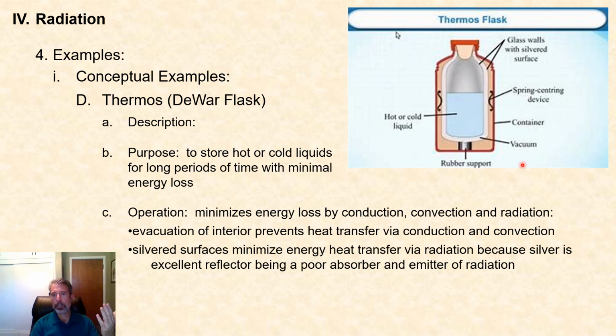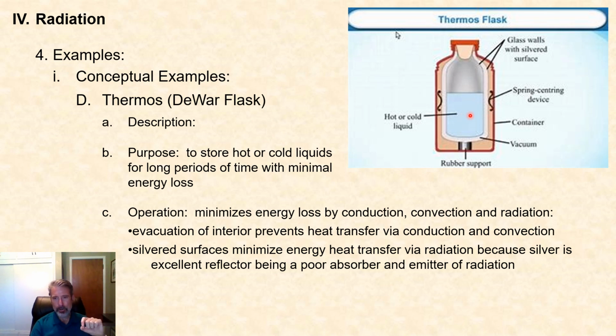So we talked about conduction and convection there. What about radiation? Well, you see here it says glass walls with a silvered surface. If you look at the inside of the typical Dewar flask, you'll see that it looks silvery. Those walls are silver. Well, think about what we said about the emissivity constant. Having silver walls means that the emissivity constant has a value very close to 0. Therefore, you are going to have very little heat transfer through those walls due to radiation.